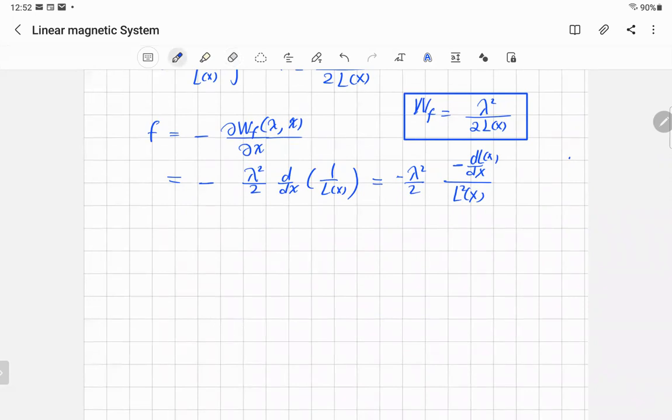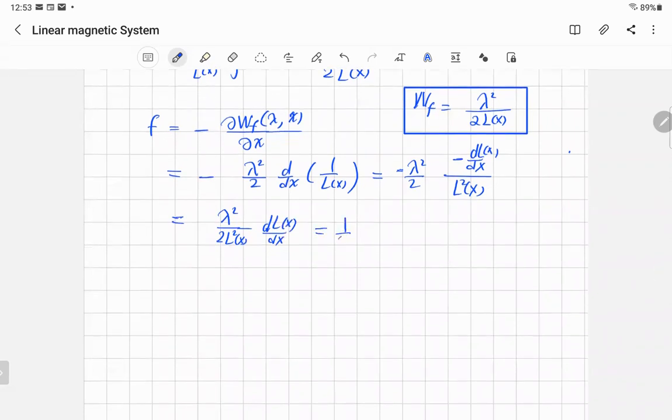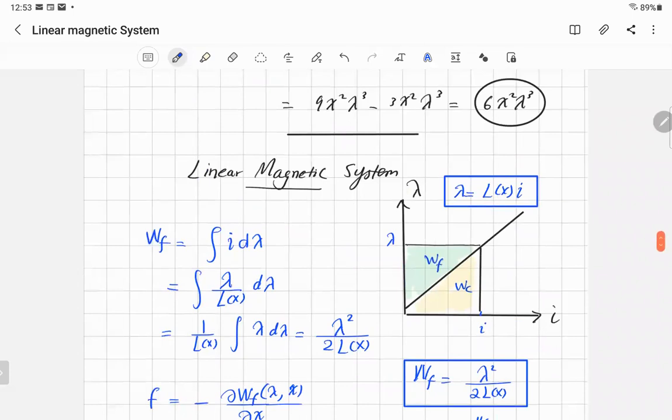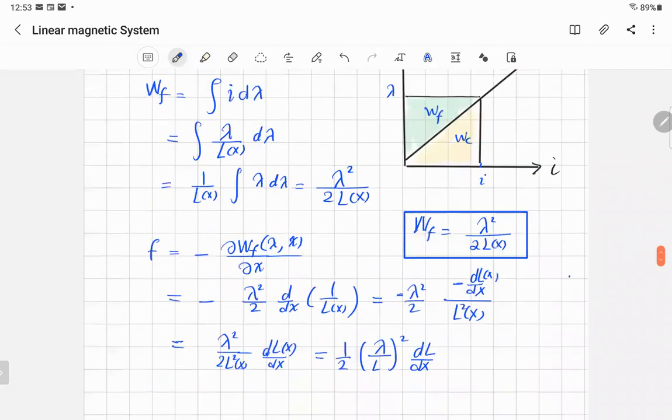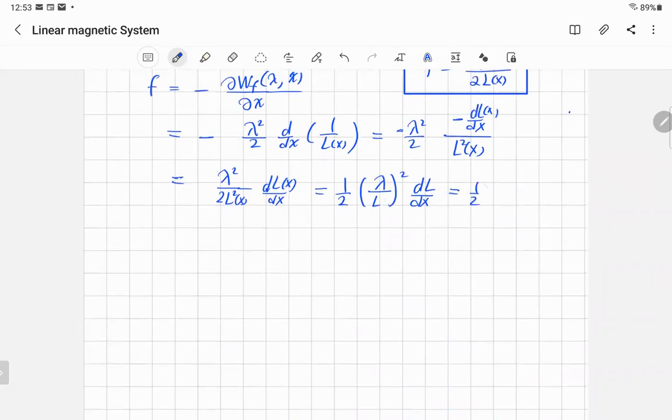Now we got this formula, just let me make it clean a little bit. Negative times negative is positive, and you have lambda squared over 2L squared multiplied by dL by dx. It's very interesting because lambda squared and L squared are on the bottom, so you can see 1 over 2 times lambda over L, all squared, times dL by dx. What's lambda over L? Lambda over L is equal to I, right? So I can replace this bracket by I. So you have half I squared dL by dx. So the force we just found is equal to 1/2 I squared dL by dx in a linear magnetic system.